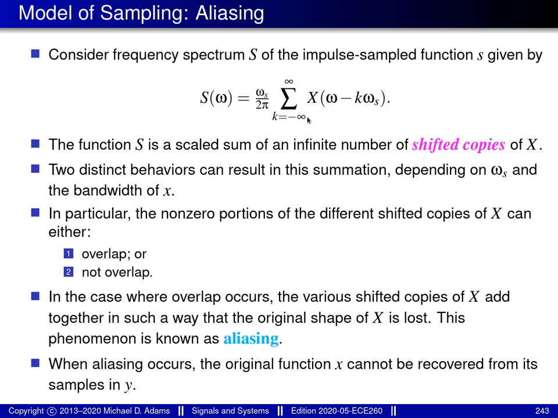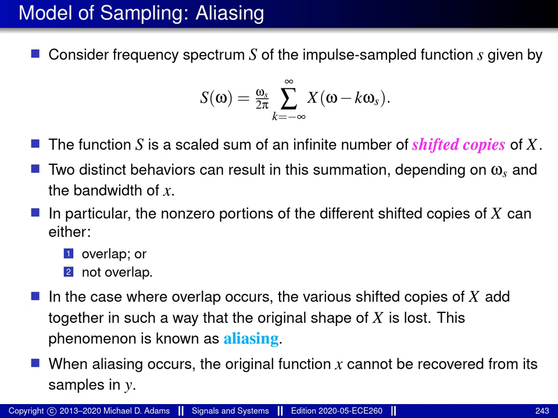From this equation we can see that big S is a scaled sum of an infinite number of shifted copies of big X. Two distinct behaviors can result in the summation in the formula for big S, depending on omega s and the bandwidth of the function whose Fourier transform is big X. In particular, the non-zero portions of the different shifted copies of big X can either overlap or not overlap. First, let's consider the case where no overlap occurs.